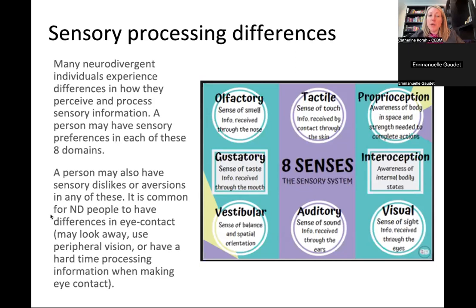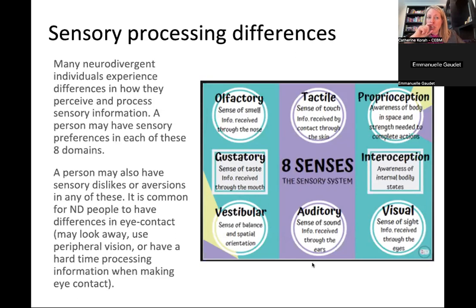It is common for a neurodiverse person to have differences in eye contact, for example. We know some autistic kids have a hard time with eye contact, and they may look away or use peripheral vision because they have a hard time processing information when they are made to continue the eye contact, because it's too much stimulation to listen and to look. This is just one example.